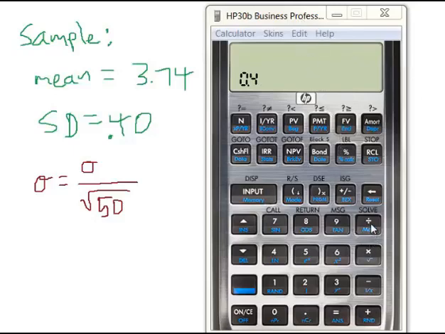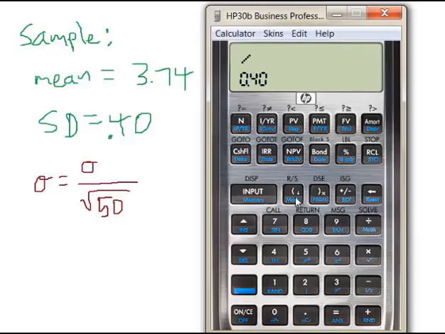So we'll say divided by, and then we will open up parentheses because we're going to divide by the square root of 50. So I'll say 50, and then I'll do the square root, and this is a shift, so I'll push this to operate the shift, and then push the square root of 7.07, close the parentheses, and that equals 0.057.